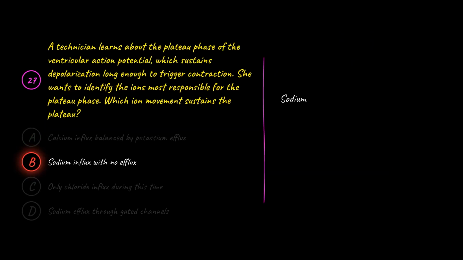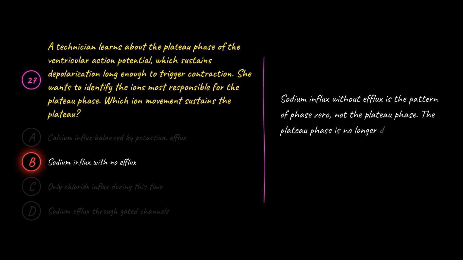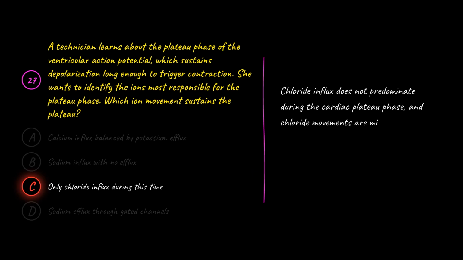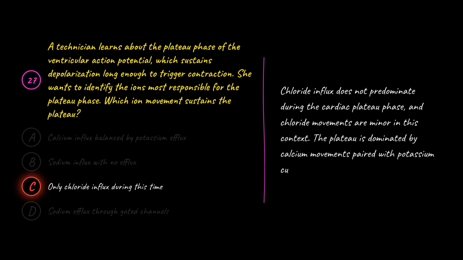B is wrong because sodium influx without efflux is the pattern of phase 0, not the plateau phase. The plateau phase is no longer driven by sodium currents after the fast channels close. C is wrong because chloride influx does not predominate during the cardiac plateau phase, and chloride movements are minor in this context. The plateau is dominated by calcium movements paired with potassium currents.